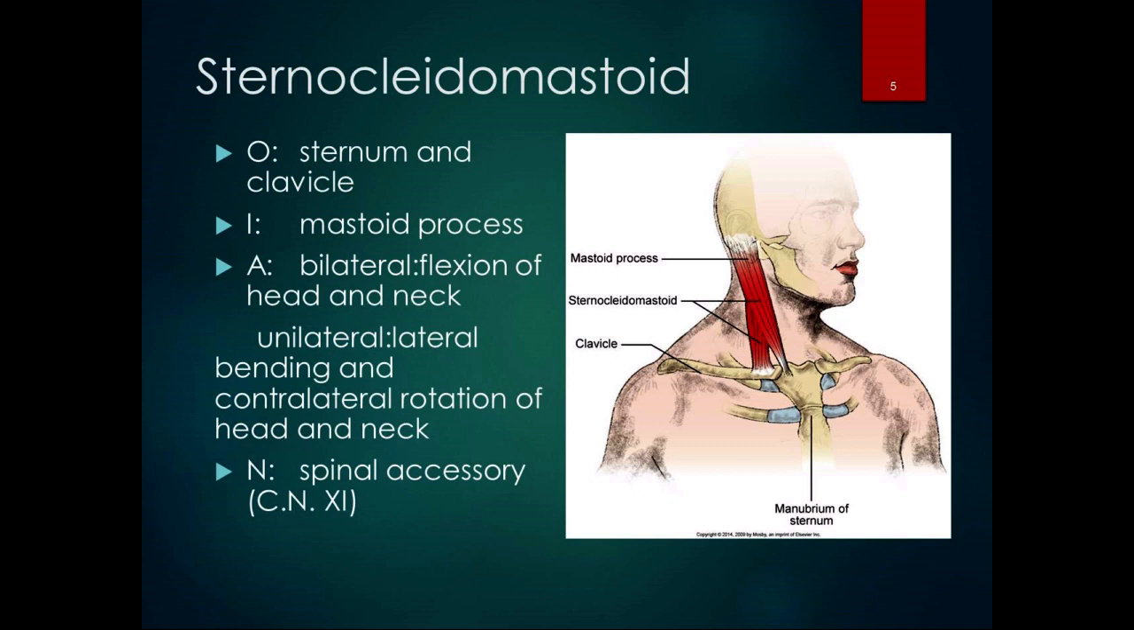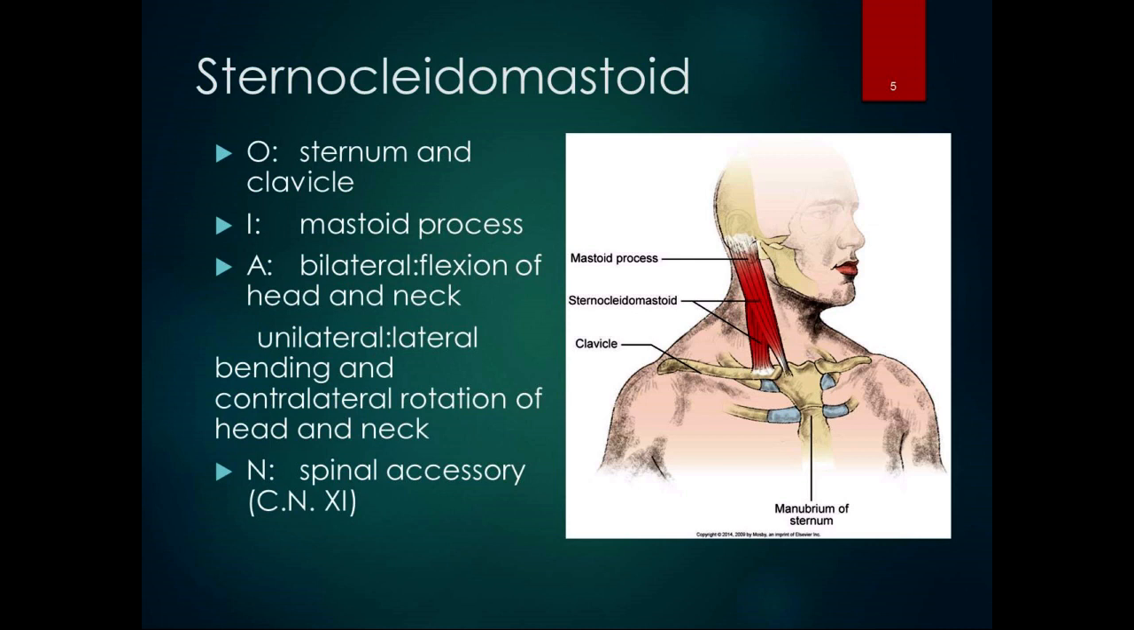When we start to talk about the neck and trunk muscles, we are going to separate their primary action into bilateral, when both sides contract at the same time, and unilateral, when one side contracts and the other one doesn't. So bilateral action of the sternocleidomastoid is flexion of the head and neck. It attaches to the head at the mastoid process, and it flexes the head and neck.